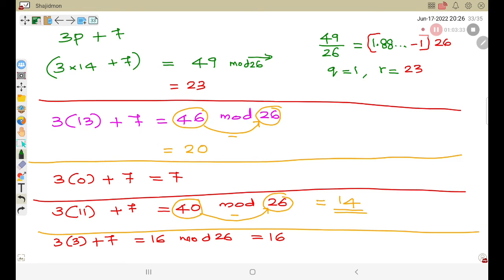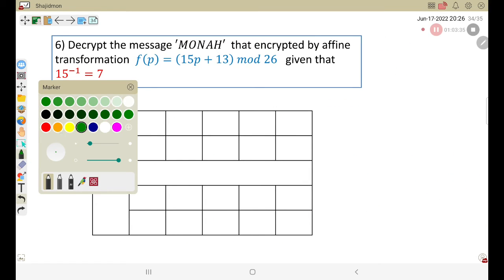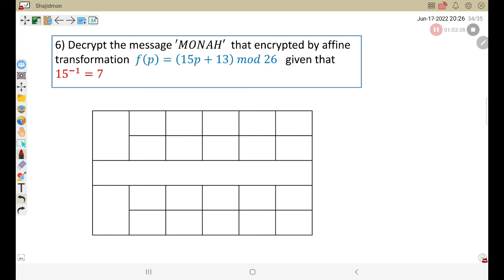Okay. Now we will go to one decryption part question. Decrypt the message MONAH. Decrypt means we need to calculate the plain text. Correct. So P is the question. Plain text equal to. So we need to calculate the plain text. Cipher text is given, F of P is given. Correct. What is the cipher text? MONAH.